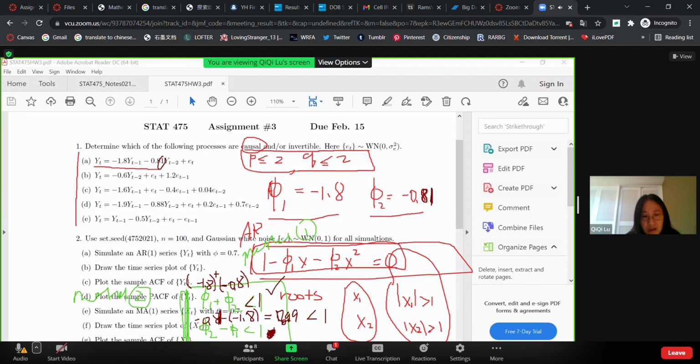And then phi2's absolute value. Phi2 is negative 0.81. Absolute value 0.81, less than 1, right? So all 3 conditions are satisfied. So the first one is causal, and an AR process is always invertible. So the first one is causal and invertible.